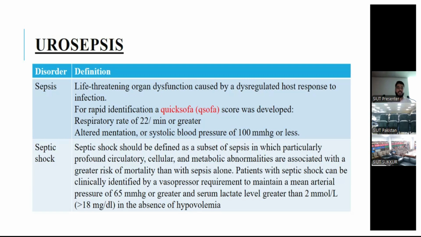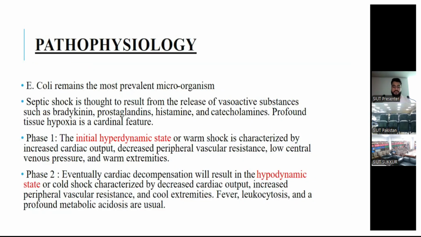A patient with septic shock can be clinically identified by a vasopressor requirement to maintain a mean arterial pressure of 65 mm of mercury or greater and a serum lactate level greater than 2 millimole per liter, in the absence of hypovolemia. So the pathophysiology of sepsis: E. coli is the most prevalent microorganism responsible for urosepsis.